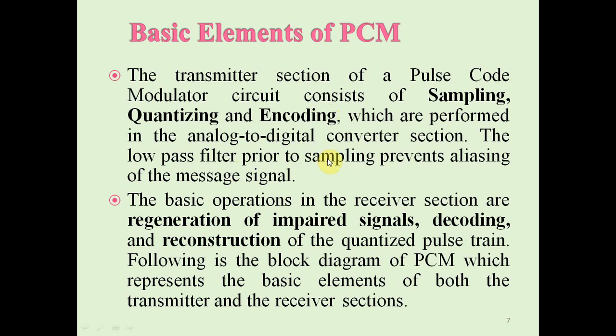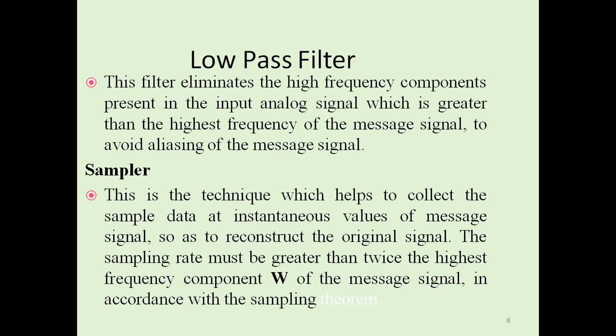The low pass filter prior to sampling prevents aliasing of the master signal. Then what is the meaning of aliasing? When two adjacent signals coincide, they overlap with each other, and due to the overlapping noise is created, which is called aliasing. The basic operations in the receiver section are the regeneration of the impaired signal, decoding and the reconstruction of the quantized pulse train. The figure shows the basic block diagram of the PCM for the transmitter as well as the receiver section.